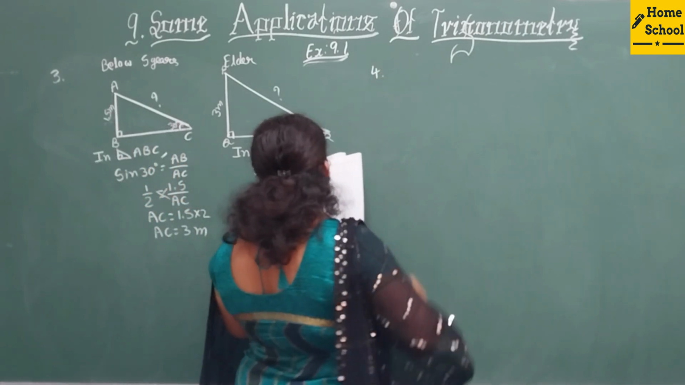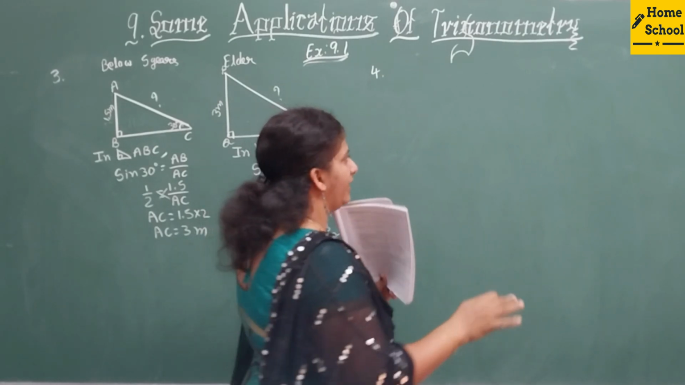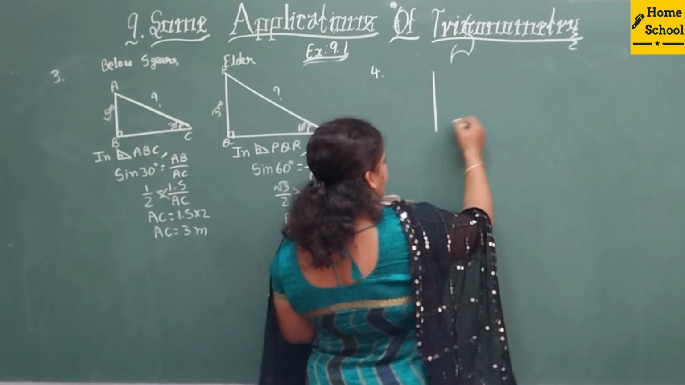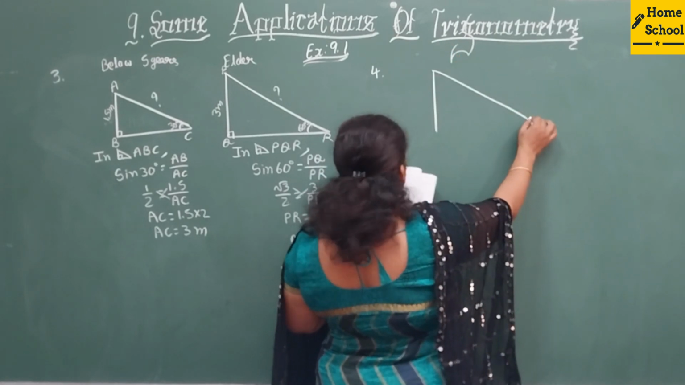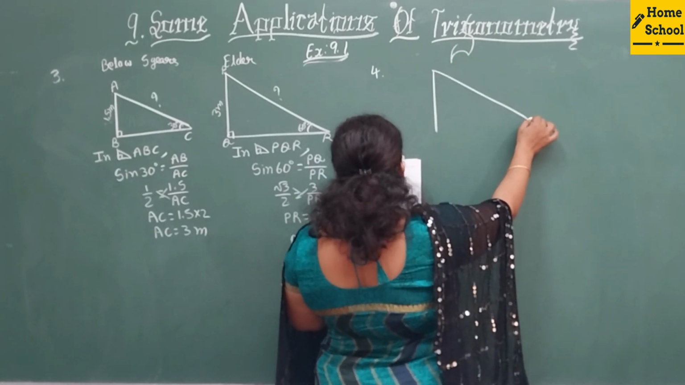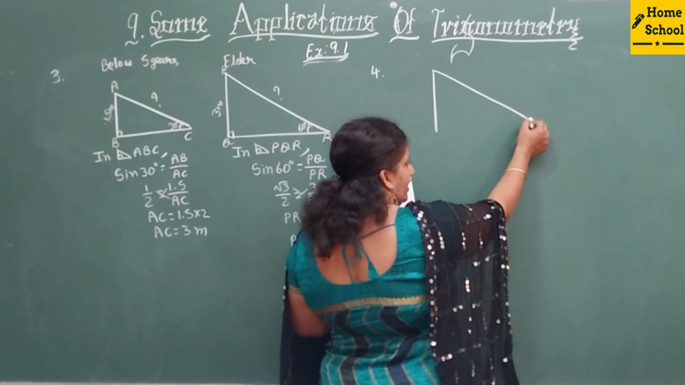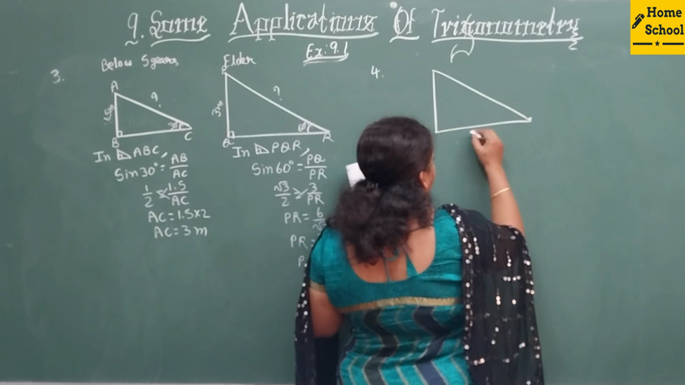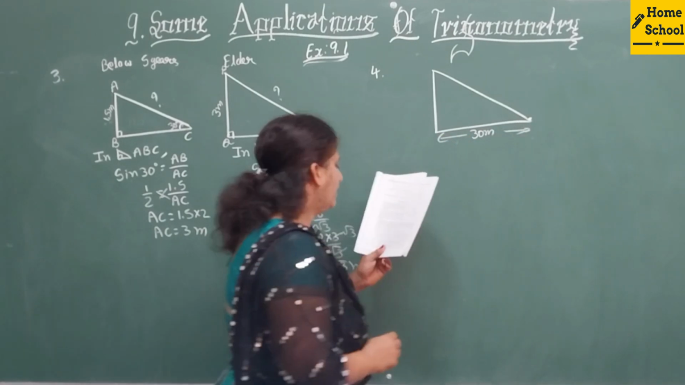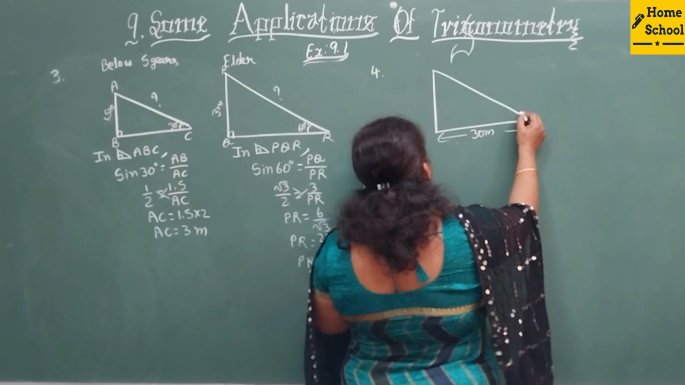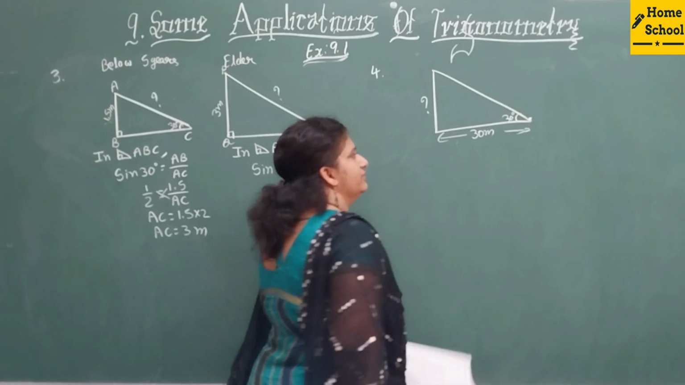Next, fourth problem. The angle of elevation of the top of a tower from a point on the ground. So, let us imagine this is a tower. The angle of elevation from the top of the tower to a point on the ground, which is 30 meter away from the foot of the tower, is 30 degree. Find the height of the tower.